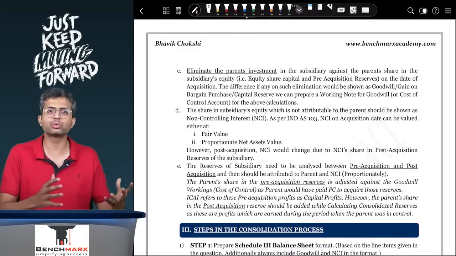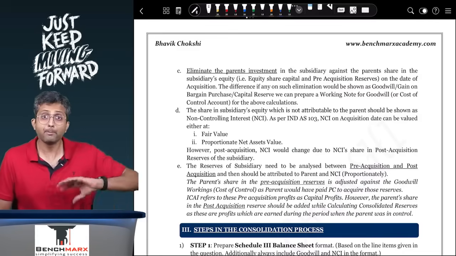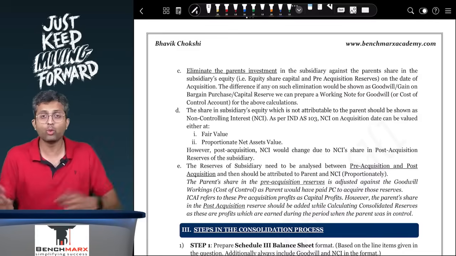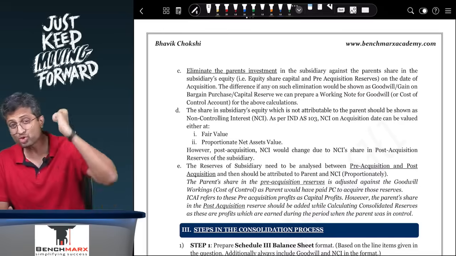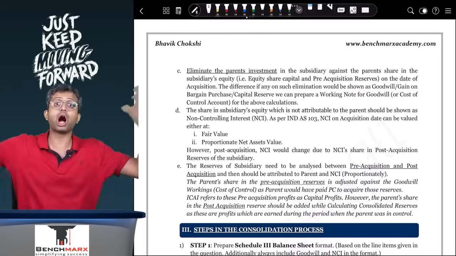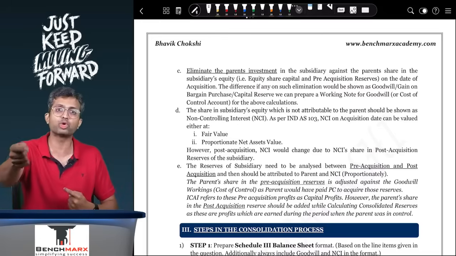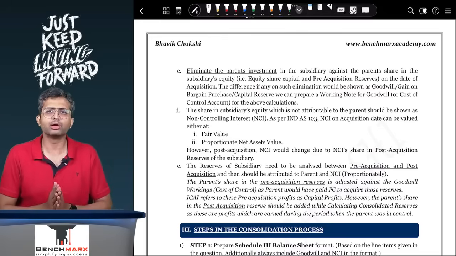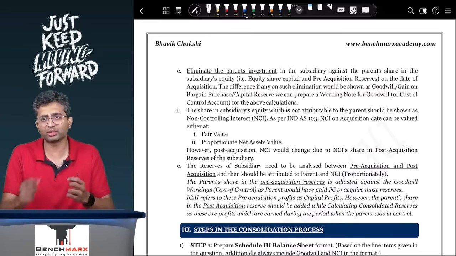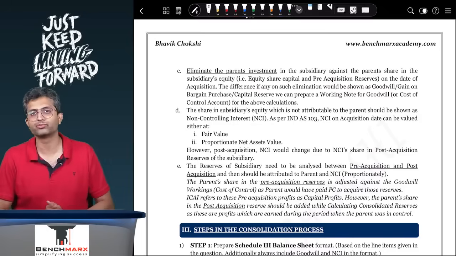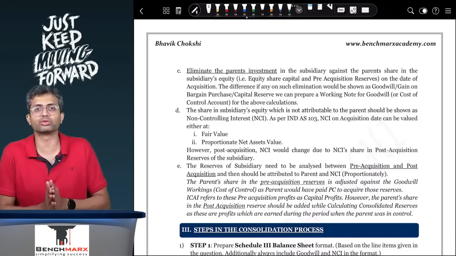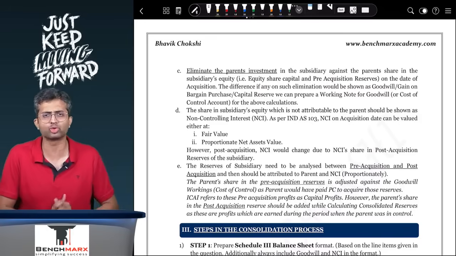However, pre-acquisition reserves need to be eliminated because they were earned before. Were they actually purchased? Yes, you paid PC. A company which has a higher net worth as on the acquisition date, you will have to pay more PC. If the company has a lower net worth, you will pay lesser PC, and hence these reserves were actually acquired. And hence pre-acquisition reserves attributable to the parent are not usually consolidated. Post-acquisition reserves are usually consolidated.